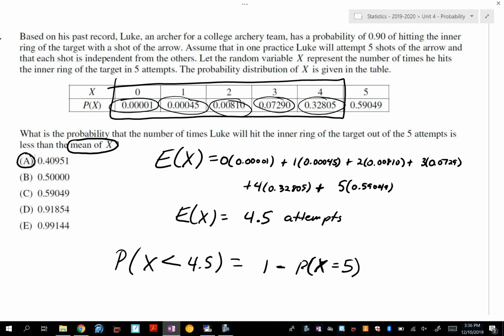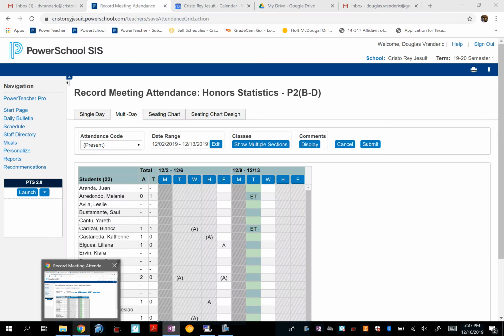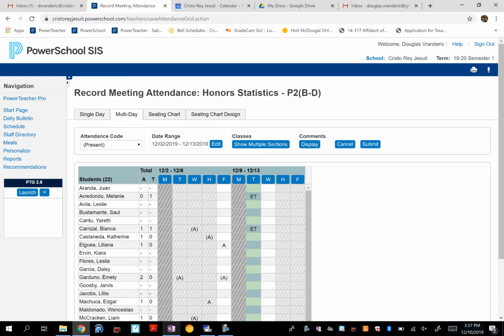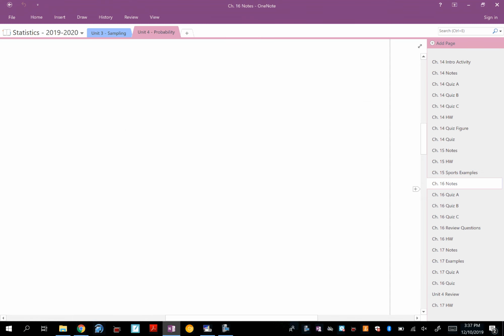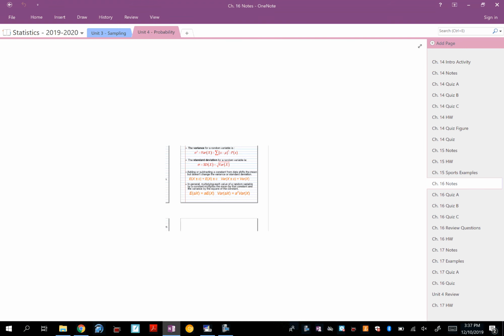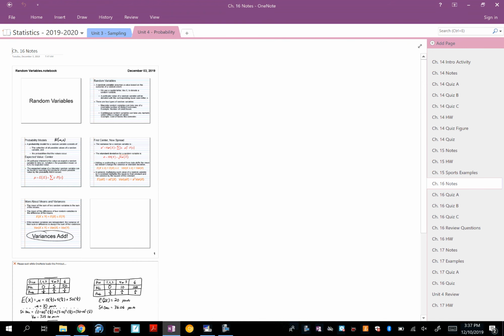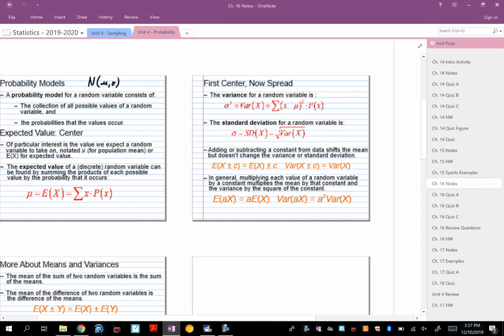This one would be chapter 15, right? When did we do expected value? Was it 16? I think it was 16. You're right. Yeah, it was 16. Probability models right here.